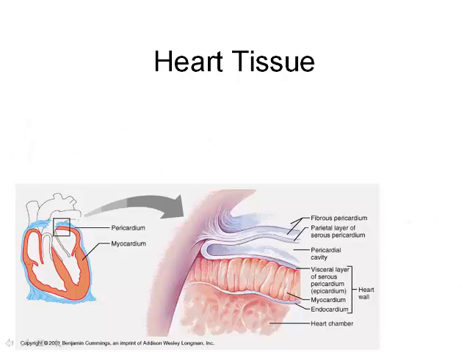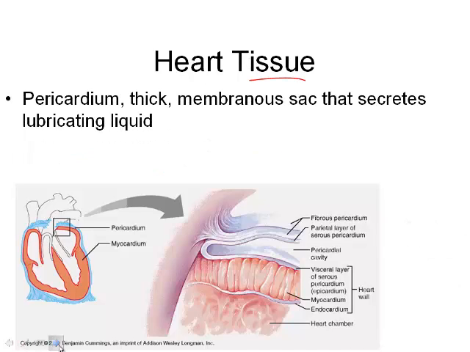Now let's look at the different tissue layers. There's three that we're concerned with. First of all is the pericardium. This is the outer shell of tissue. It's thick, membranous, and it secretes a lubricating liquid. And again, when anything's moving against other moving parts, you need to have this lubricating liquid, just like we did in the lungs, otherwise it breaks down.